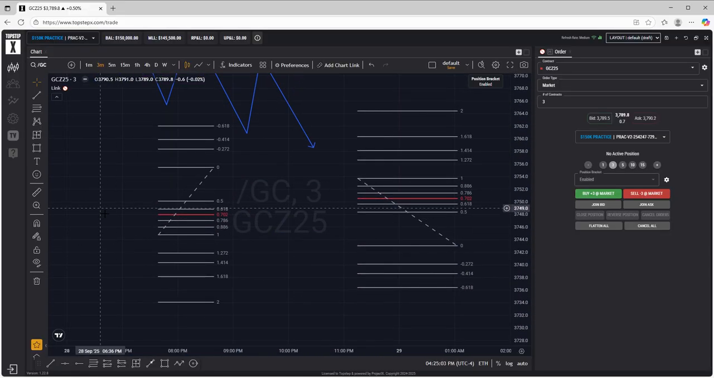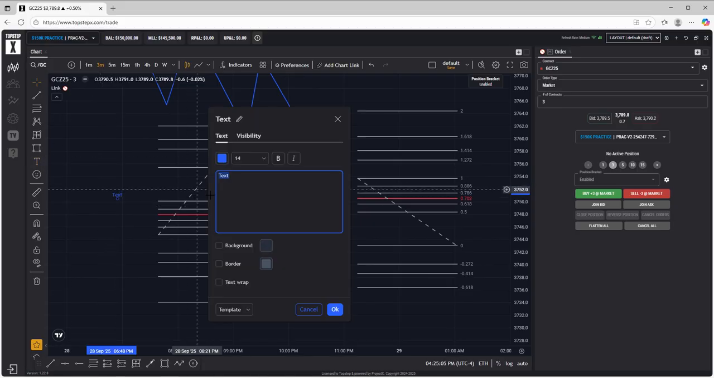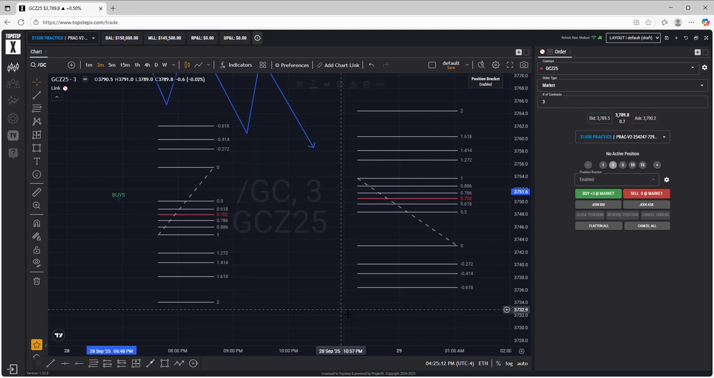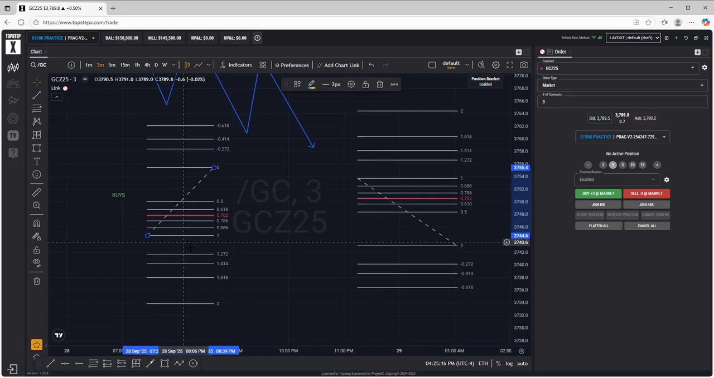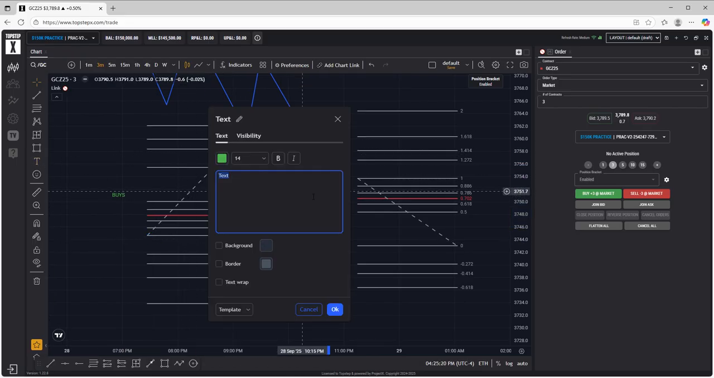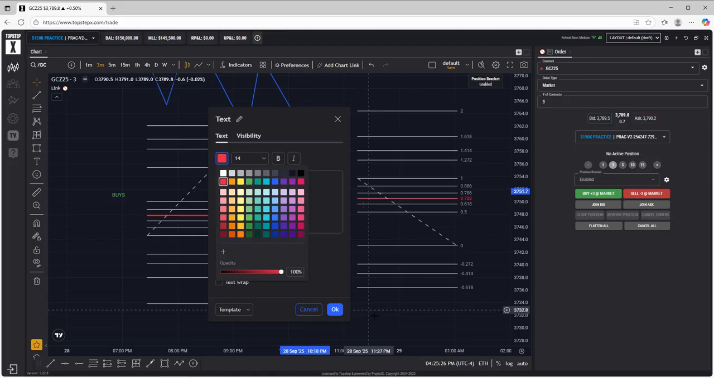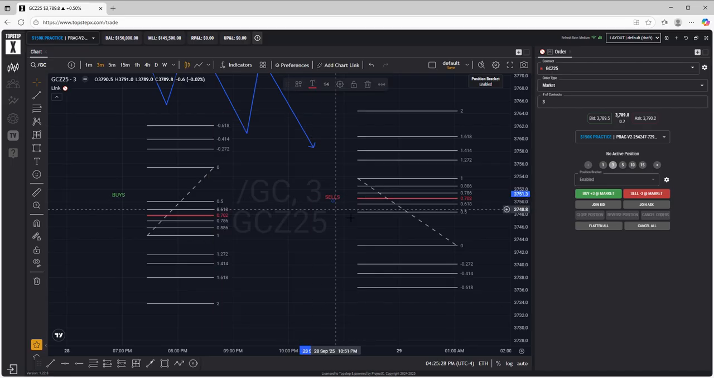All right. This is what your fib should look like for buys. The 1 should be at the bottom, the 0 should be up top. This is what your fib should look like for sales. The 1 should be at the top, the 0 should be at the bottom.